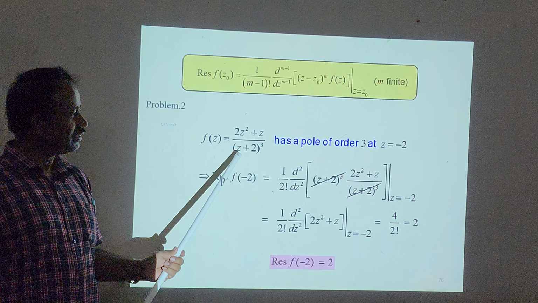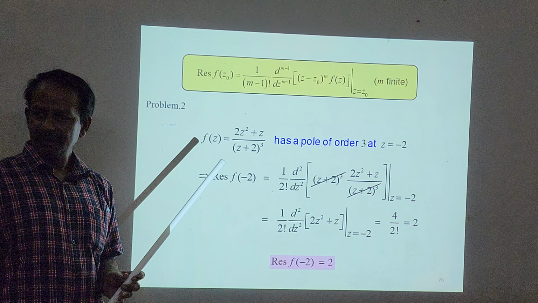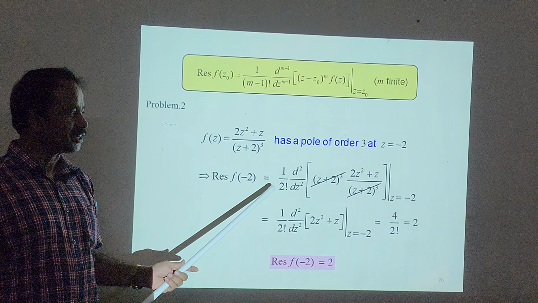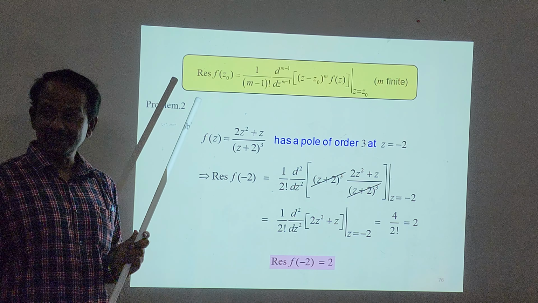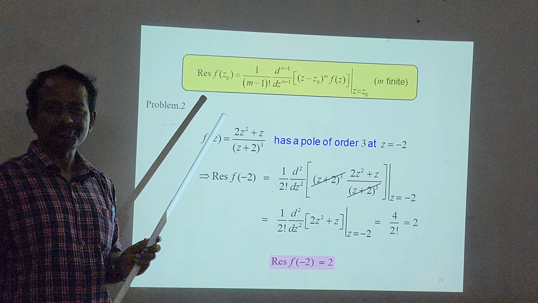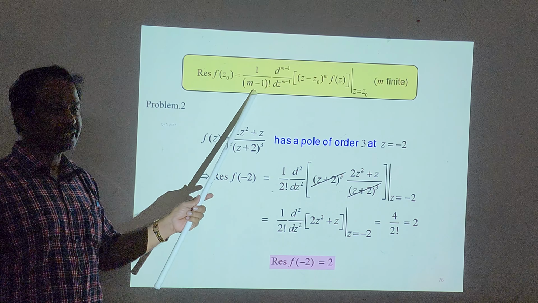What is z? z plus 2 equals 0, so z will be minus 2. Now use the formula as usual. We have to use this formula because order is 3. We have to use the second formula, not the first one, not of order 1. We have to use the second formula which is given as this.